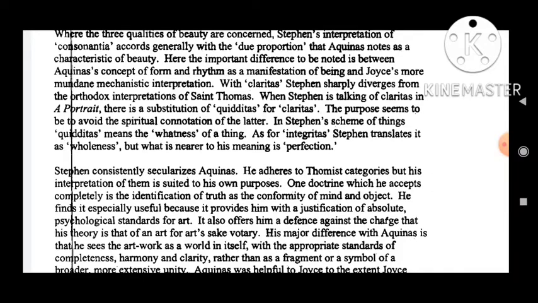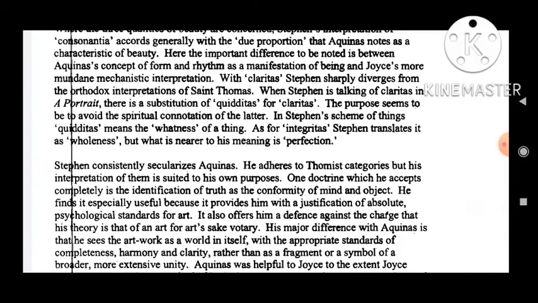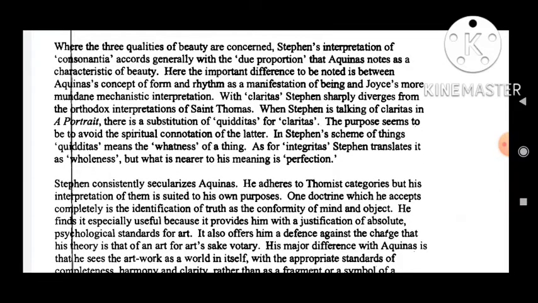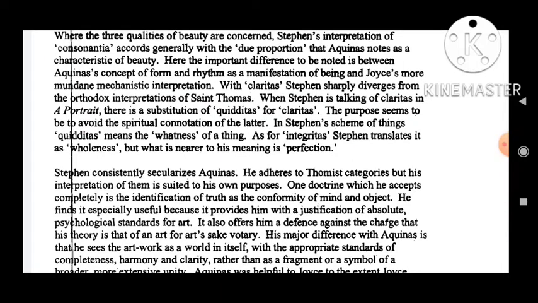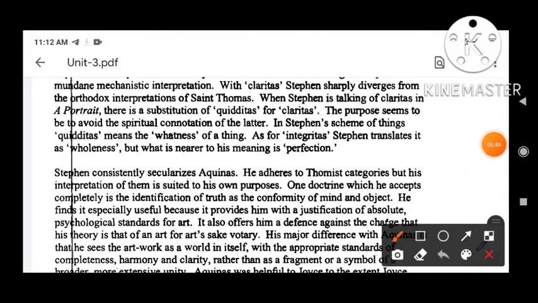With Claritas, Stephen sharply diverges from the orthodox interpretations of Saint Thomas. Okay, so with Claritas, Stephen sharply diverges from the orthodox interpretations of Saint Thomas. So the theory of Thomas was discarded by Stephen. Okay, by which point? With Claritas. Okay, so four points we previously read of beauty according to Stephen. So the point is Claritas.